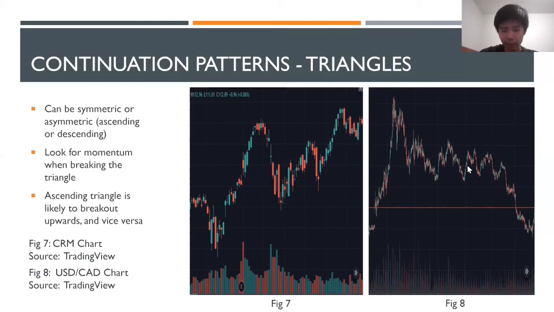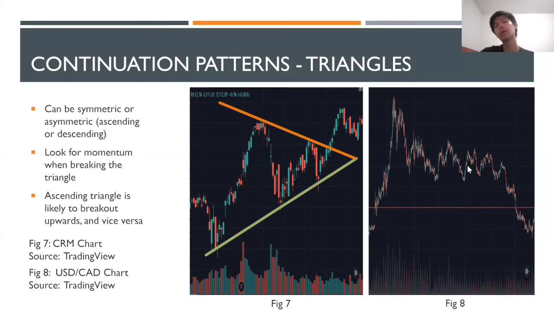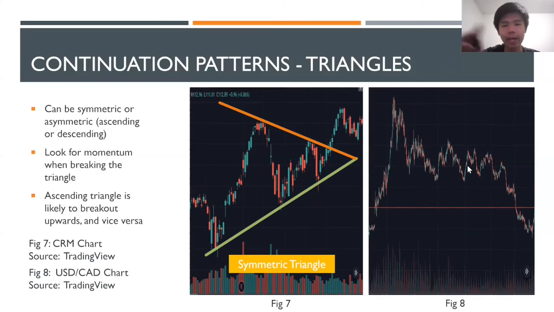So for example, in the left chart over here, we have the CRM, which is the Salesforce stock chart. And then we can see that the resistance and the support form this symmetric triangle. And for a symmetric triangle, we are actually looking for the direction of the break. So either it breaks the resistance or it breaks the support. And in this case, it breaks the resistance, so the price goes up over here.